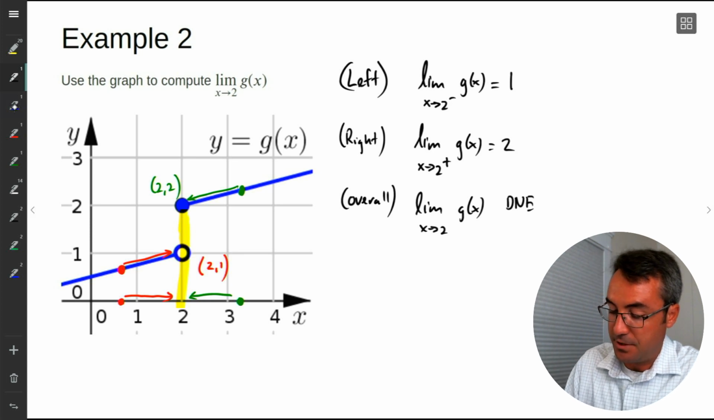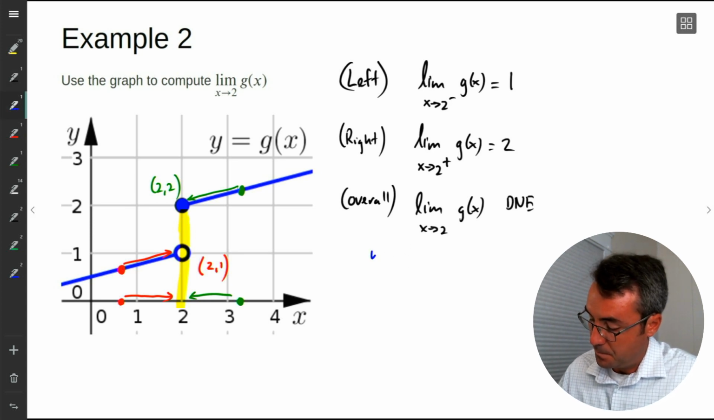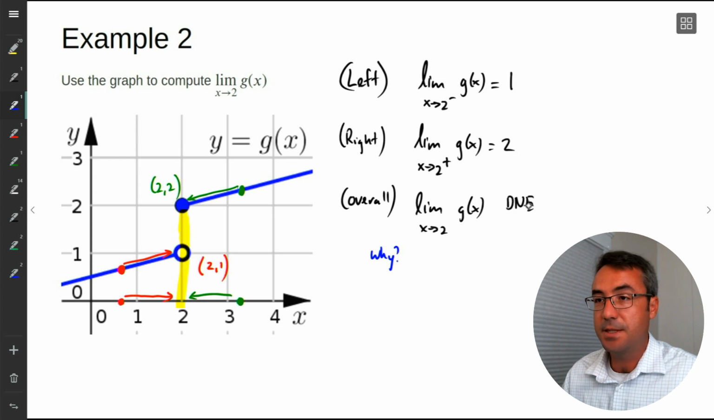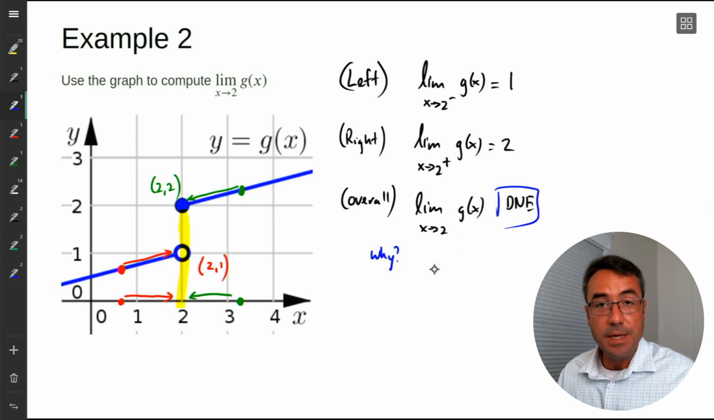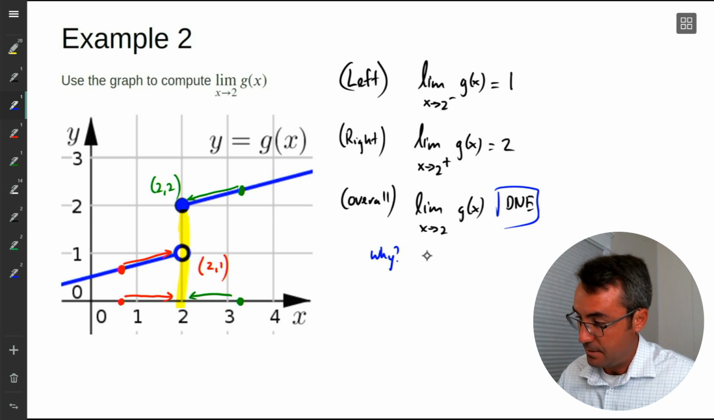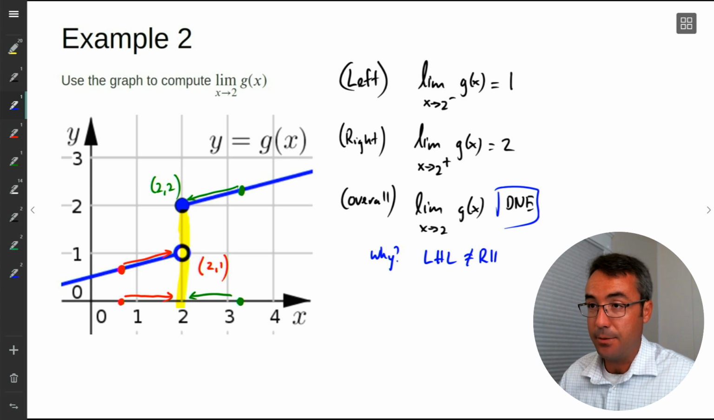So you want to be able to justify this. So why does this not exist? This is important. Why does this limit not exist? And the reason is the left-hand limit does not equal the right-hand limit. We need those two to be the same. And we don't have that here.